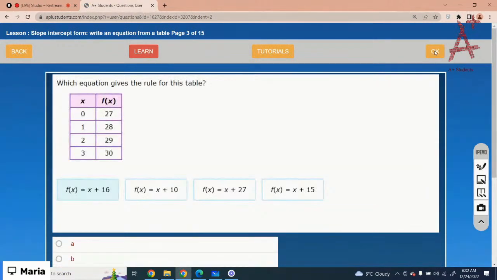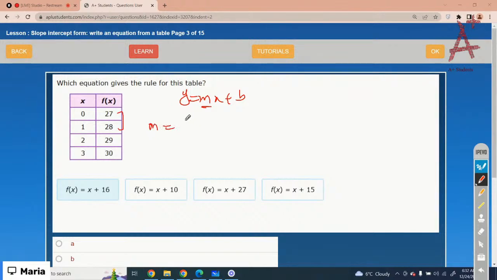Okay, the next one: which equation gives the rule for the table? You have to find the equation for the table. You have y equals mx plus b. You can find the slope using any two points. Let's use the first two points to find the slope. It would be y2 minus y1, 28 minus 27, divided by 1 minus 0. It would be 1 over 1, which equals 1.